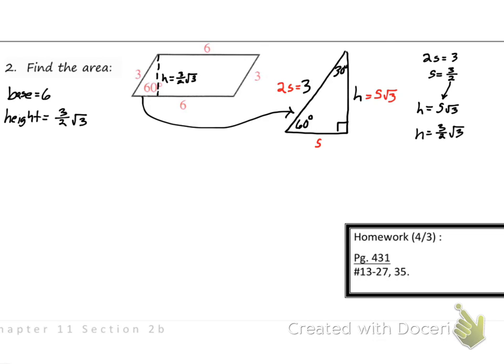All right, that means I can find my area, because my area is base times height. So that'll be 6 times 3 over 2 square root of 3. 6 times 3 is 18, so we have 18 over 2 square root of 3. That's going to equal 9 times square root of 3. And we have our area.